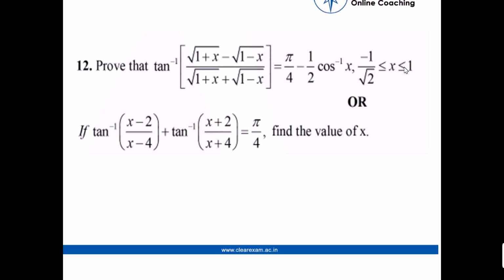Or, if tan inverse of (x−2)/(x−4) plus tan inverse of (x+2)/(x+4) is equal to π/4, find the value of x. So we have two questions. Let's solve the first one.